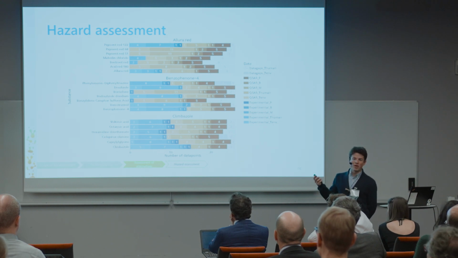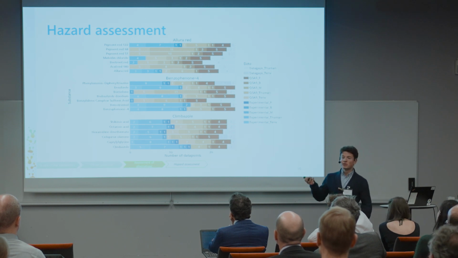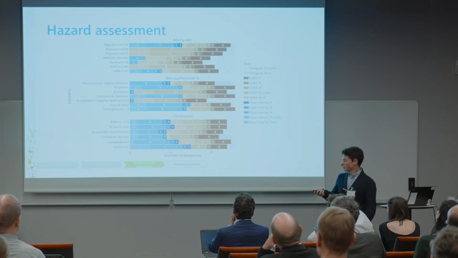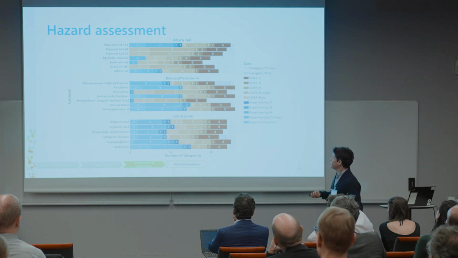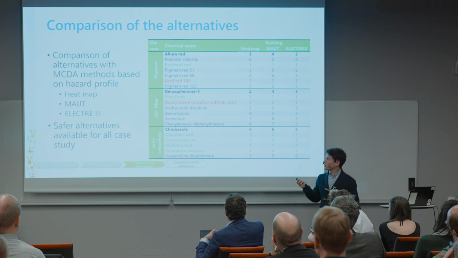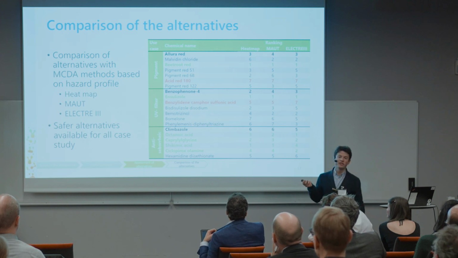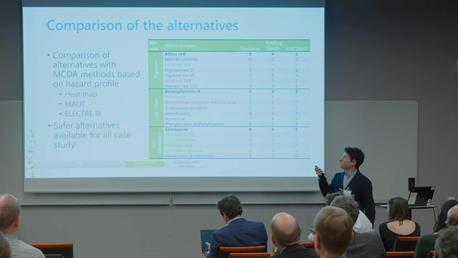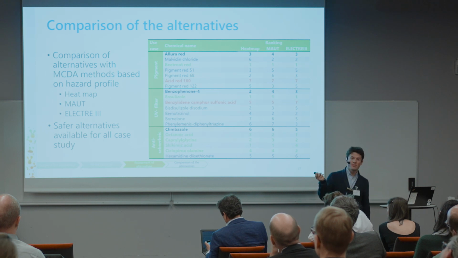So we need to come up with a method to handle the data gaps. And we need to come up with a method to actually compare, because we have 26 hazard endpoints. How do you weight each hazard endpoint together? So that's what we tried to do afterwards when we compared the alternatives. For that, we used 3 different multi-criteria decision analysis methods that have been used by previous studies. So we used the heat map, the MCDA method, and the collector-free method.